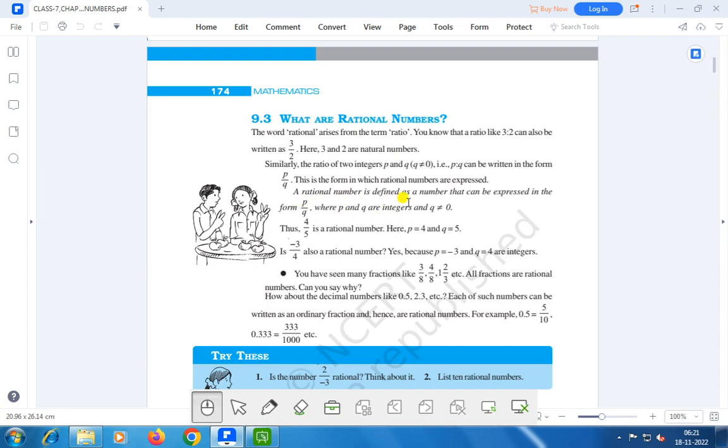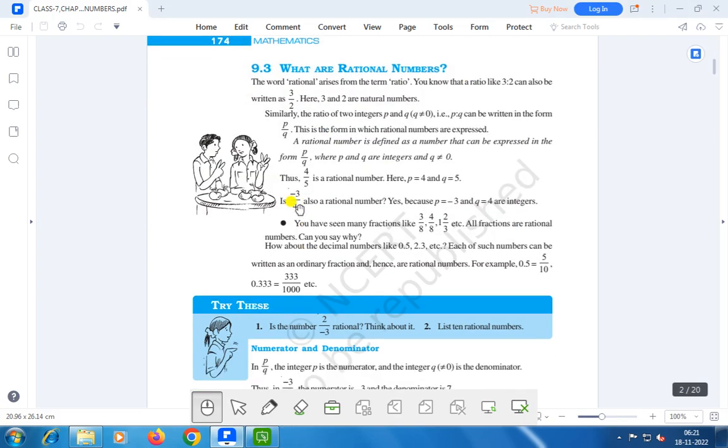A rational number is defined as a number that can be expressed in the form p by q, where p and q are integers and q is not equal to 0. Thus, 4 by 5 is a rational number. Here p is equal to 4 and q is equal to 5. Is -3 by 4 also a rational number? Yes, because p is equal to -3 and q is equal to 4 are integers.